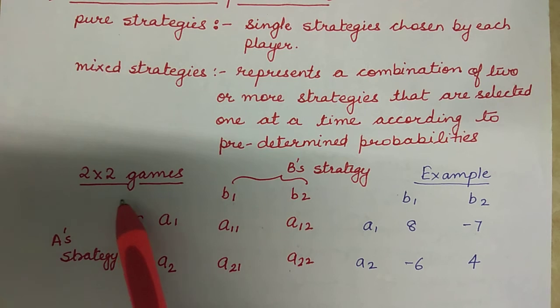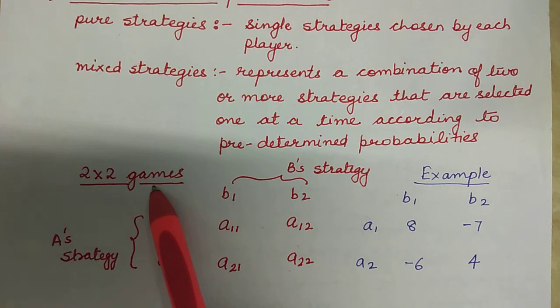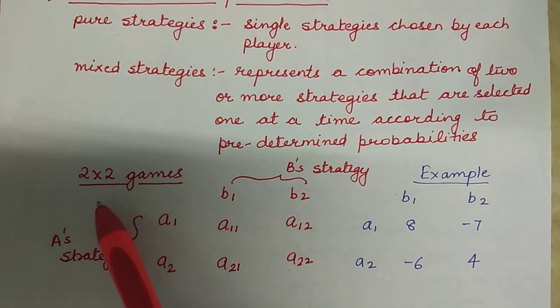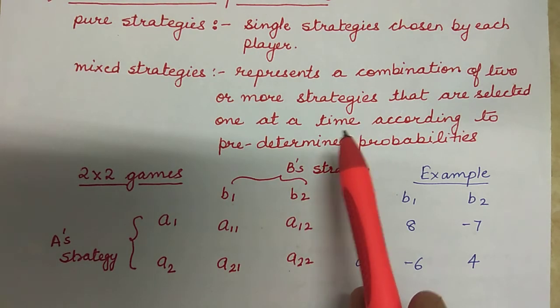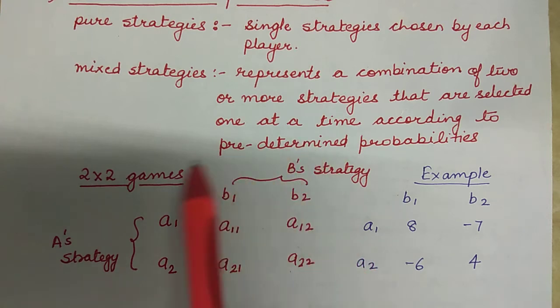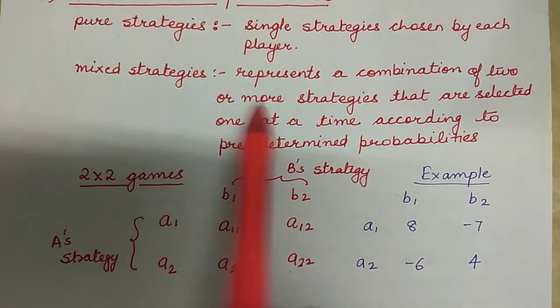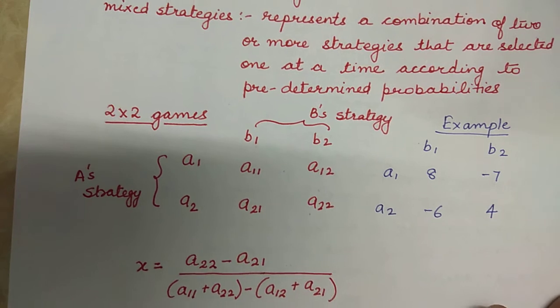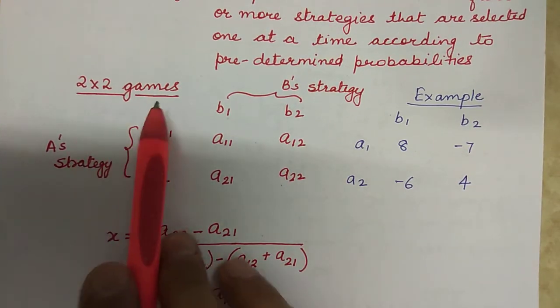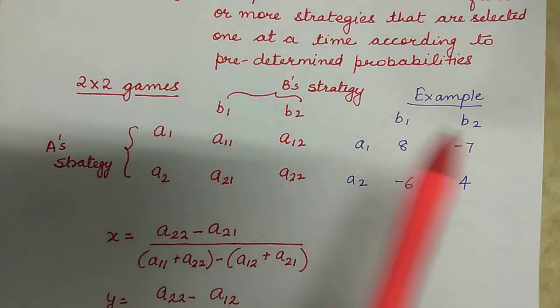Now first of all, we will discuss how to solve a 2x2 matrix game. 2x2 means A player has two strategies and B player also has two strategies. Then we will move on to higher games. Higher games means 3x3, 4x4, 2x4, etc. So when no saddle point exists and the game is in the form of 2x2, this is how we will solve it. I will show how a 2x2 game is solved when no saddle point exists.